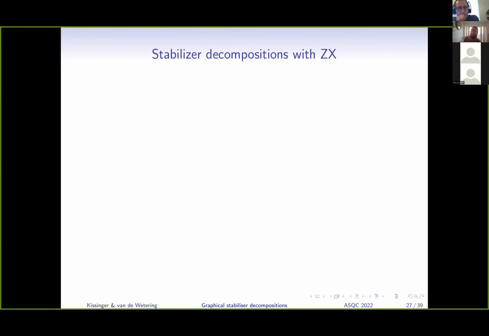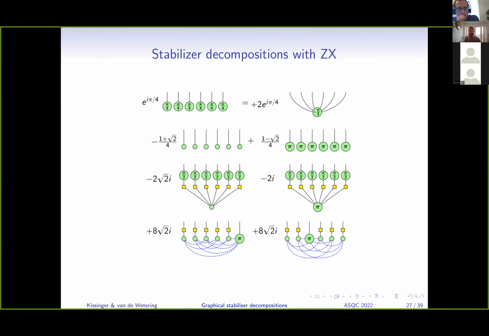Okay, so stabilizer decompositions in ZX. We really just take these decompositions, which you can find in papers and some that we've come up with on our own, and translate them into ZX calculus notation. So now, rather than seeing 6 T magic states decomposed as some stuff, we see that we have 6 pi/4 spiders, which decompose as some stuff. And you notice this is basically the graphical version of the BSS, the Bravyi-Smith-Smolin decomposition.